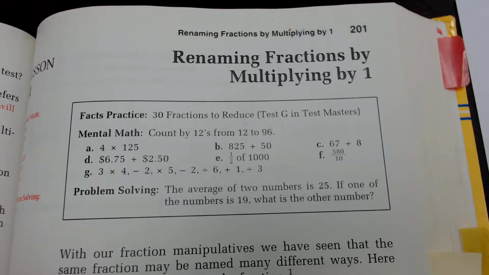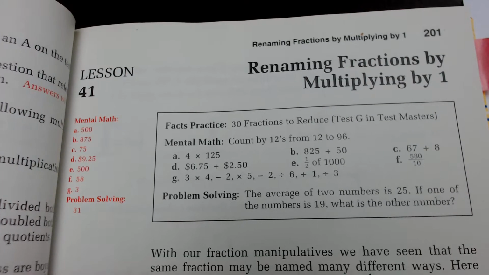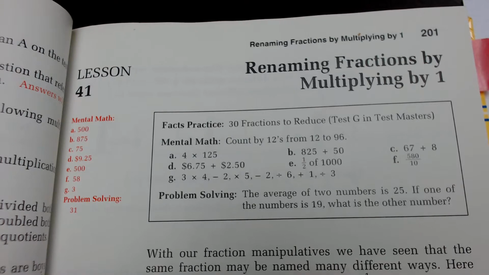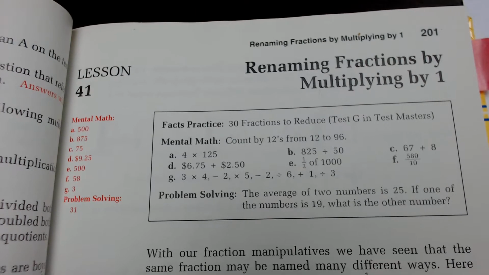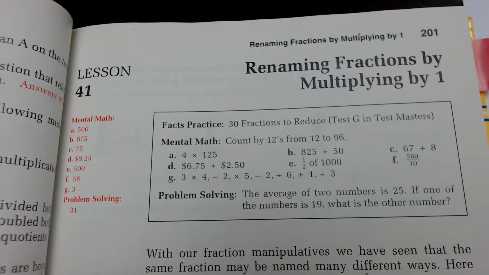Math 76, lesson 41, renaming fractions by multiplying by 1. I like to call this rewriting numbers, or the same number with a different name. Pretty much what we're doing here is taking a value as a fraction and multiplying by a value of 1 to give it the same value, but it's going to look different.